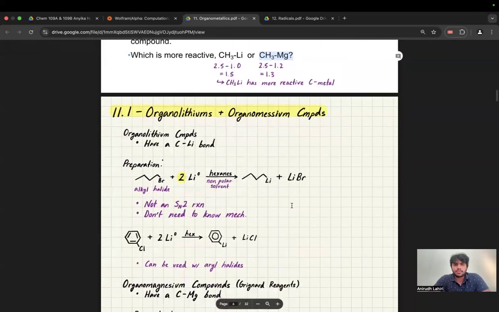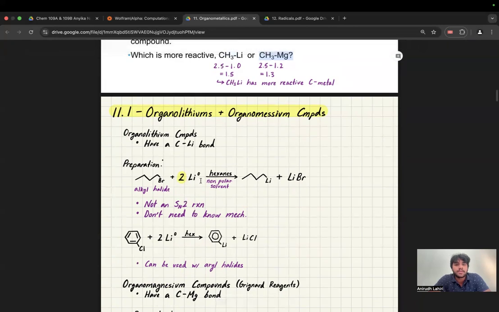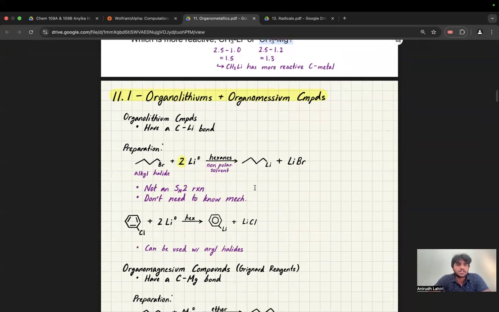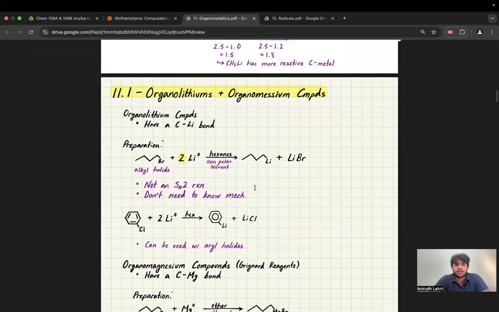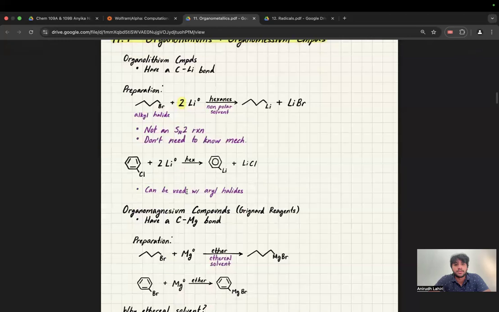Organolithium and organomagnesium compounds. Organolithium compounds have a C-Li bond. The way you prepare it is pretty easy. You start with an alkyl halide, you add two equivalents of Li in hexanes, a nonpolar solvent, and you get this alkyl lithium. It's not an SN2 reaction. You're not on the hook for the mechanism, so let's not worry about it. We can also use this with aryl halides. This is very important, that we can use this with aryl halides.